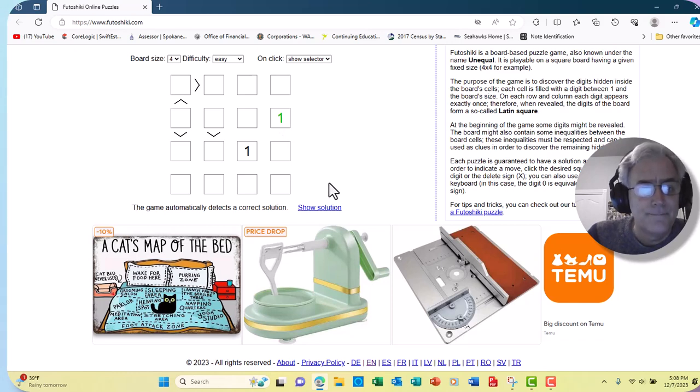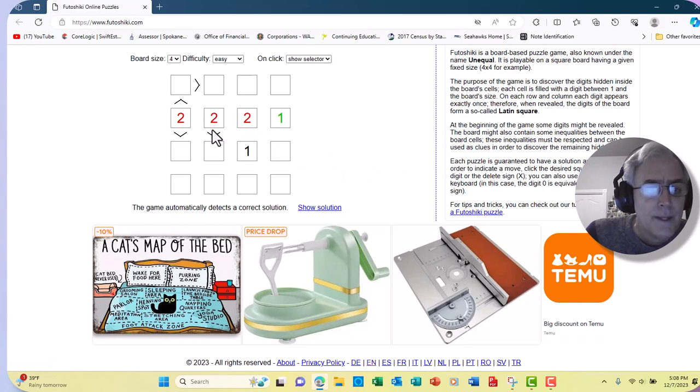Now what? Well, now things get a little bit tricky. We have to have a 4, we have to have a 3, and a 2. Let's try to figure out where the 2 would be. Okay, so let's try a 2 here. Let's try a 2 here. Let's try a 2 here.